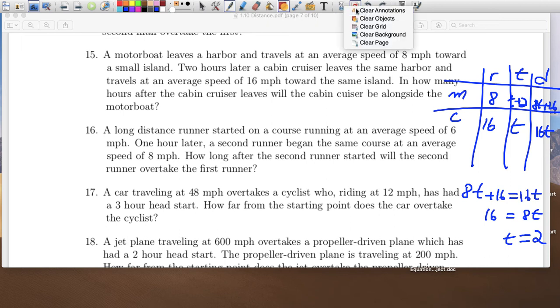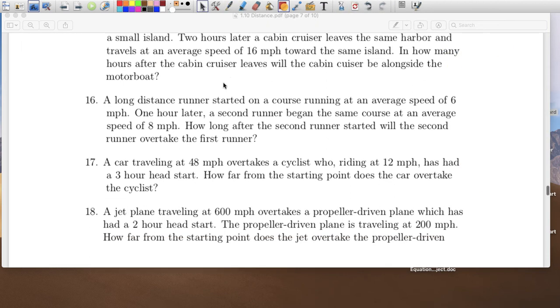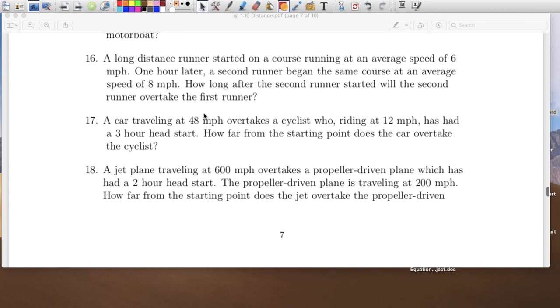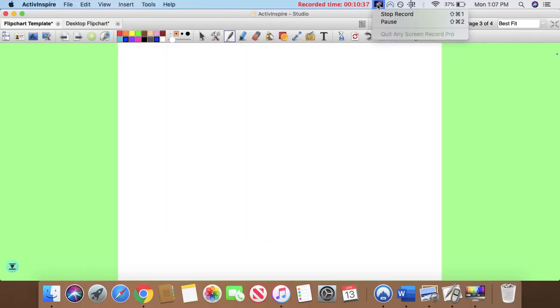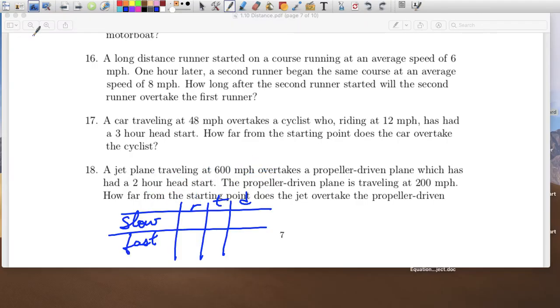So 16 has the same idea here. It's a runner. One gives the other guy a head start. So I'll call this slow runner, fast runner, R, T, and D. So the slow guy is 6 miles an hour. The fast guy runs at 8 miles an hour. But the slow guy had an hour head start, so it's t plus 1. The other one's just t.